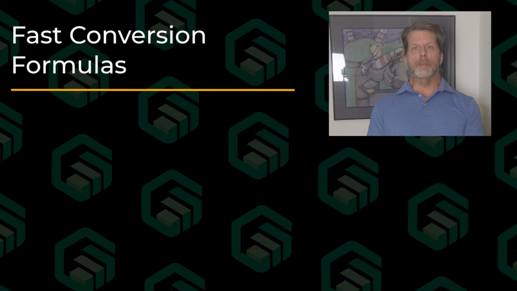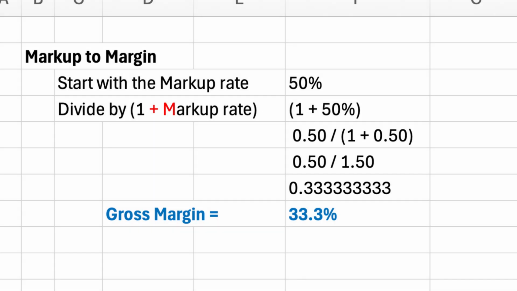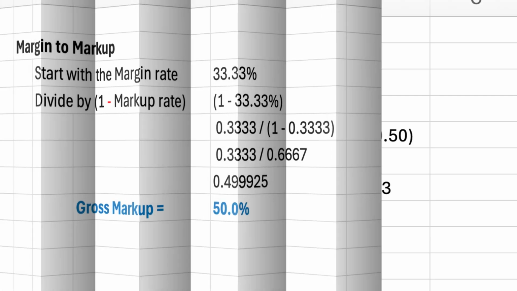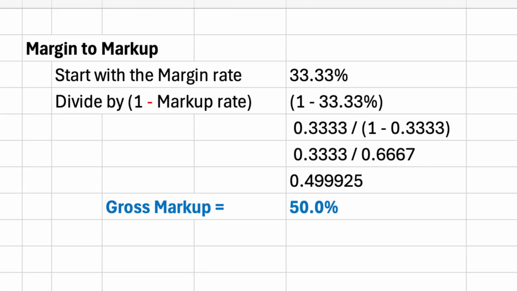Need to switch from markup to margin? Here's how. Start with the markup rate, then divide by 1 plus the markup percent. Example, 50% is the markup, divide by 1.5 and you get a 33% margin. To switch the other way, start with the margin rate and divide that number by 1 minus the margin percent. So if you start with a gross margin of 33 1/3%, you divide that by 1 minus 33 1/3, and this gets you to 50%.